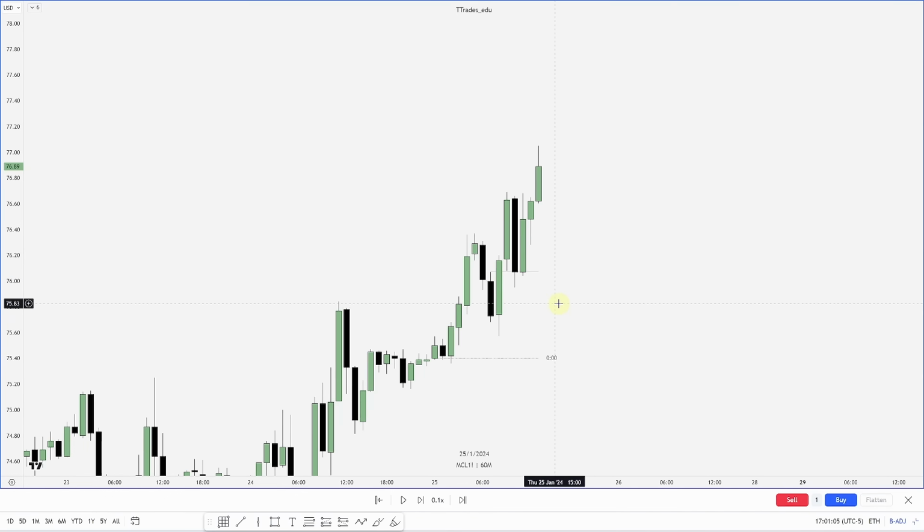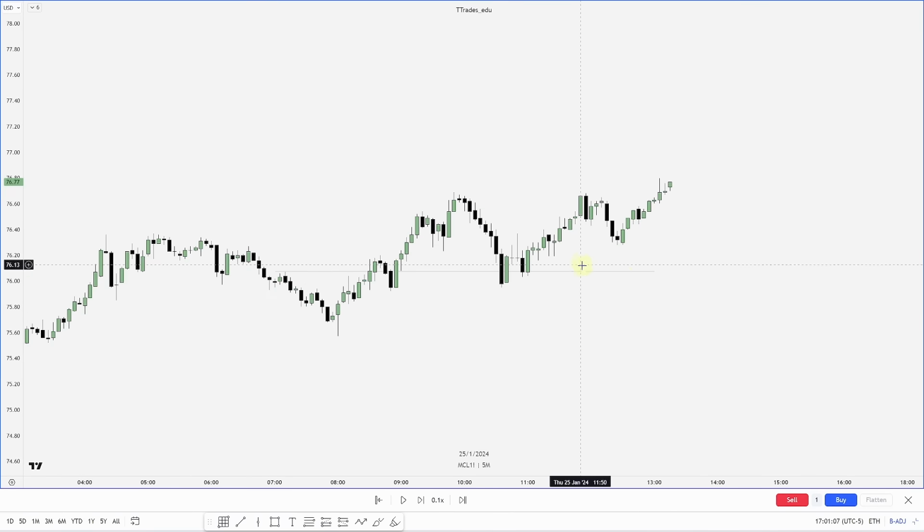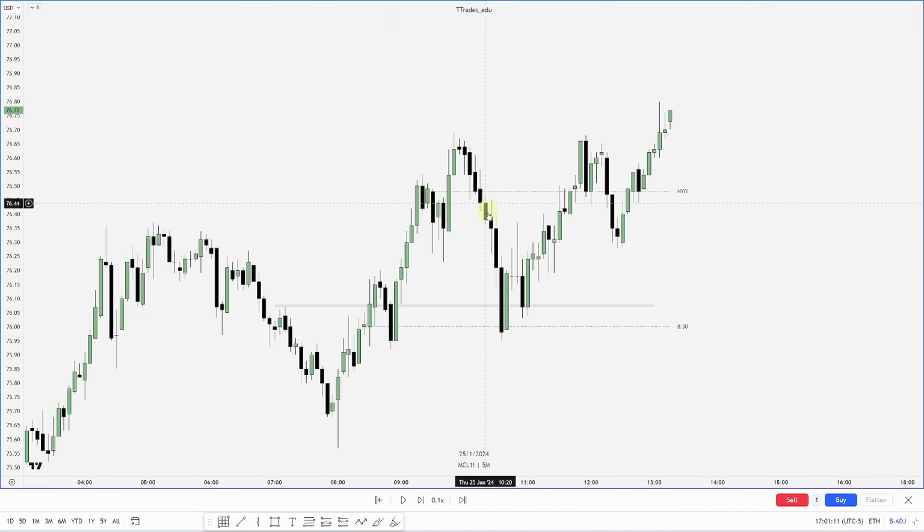So marking out that hourly fair value gap, going back to the 5-minute chart, you can see when we shift structure right here, this retracement is going to fail because it's going against the higher time frame. And so that's why it's a lot easier to go with the higher time frame and look to trade this out towards this high.